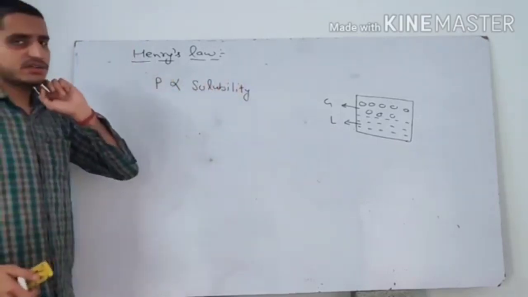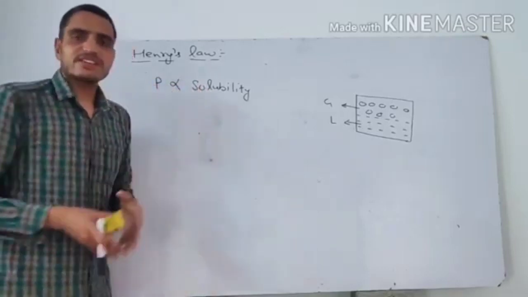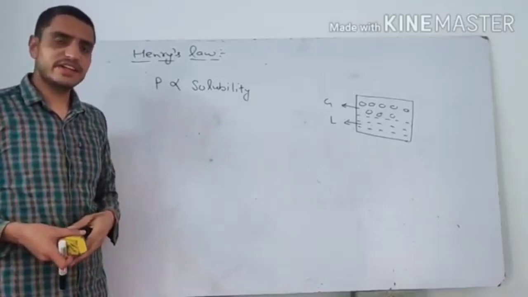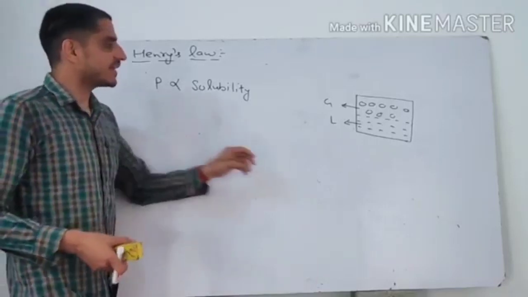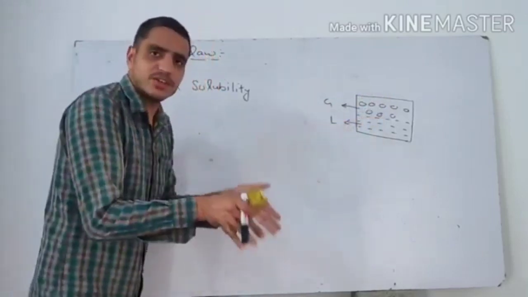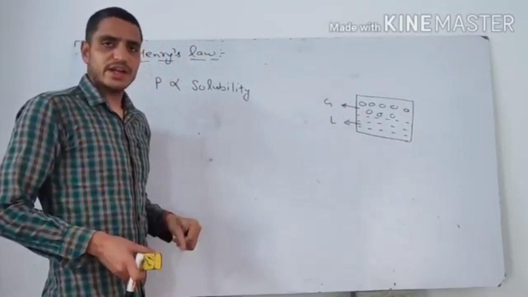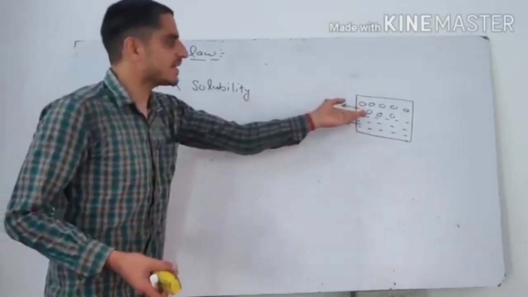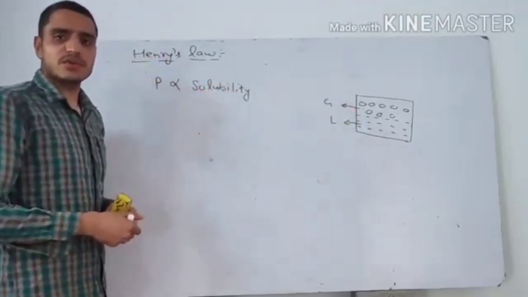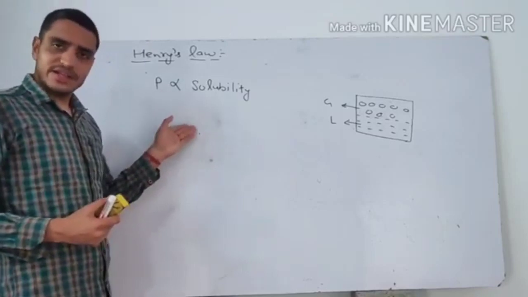Now look at the figure clearly. I have told you, the more the pressure, the more the gaseous molecules will get dissolved in the liquid. So solubility will increase. If these gaseous molecules apply more pressure on the liquid surface, then more of them will get dissolved and solubility will increase. If the pressure applied by the gaseous molecules on the liquid surface is less, then a lesser number of gaseous particles will dissolve in the solvent and solubility will be less.